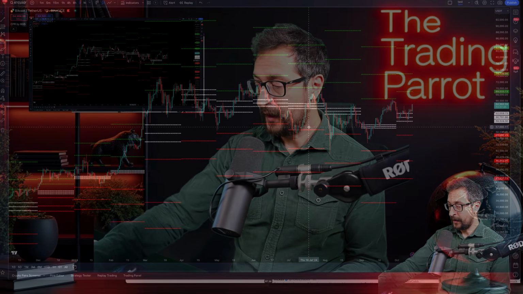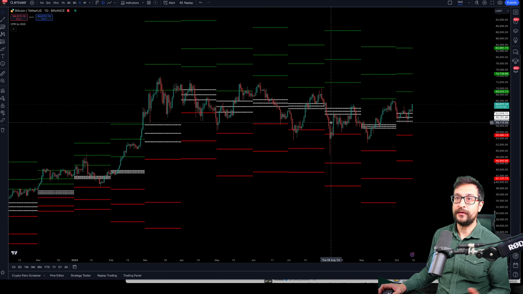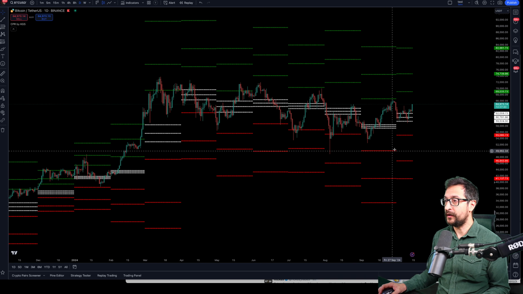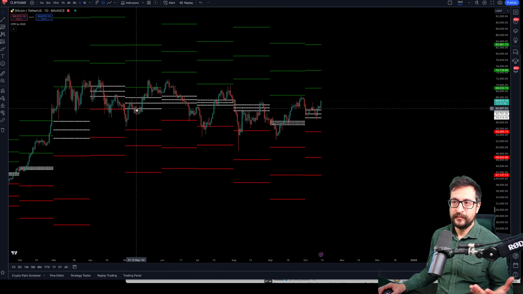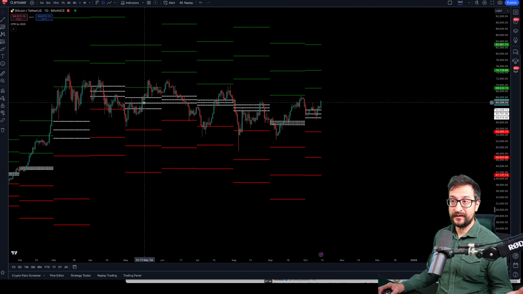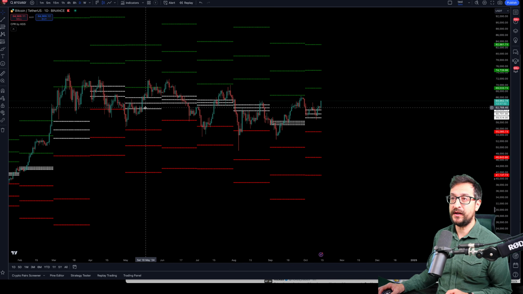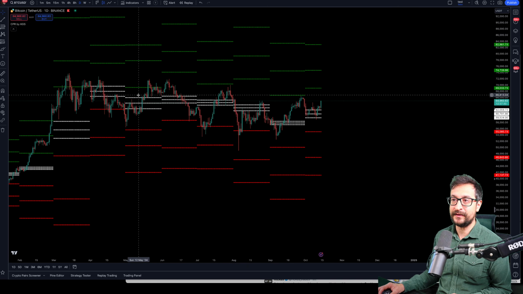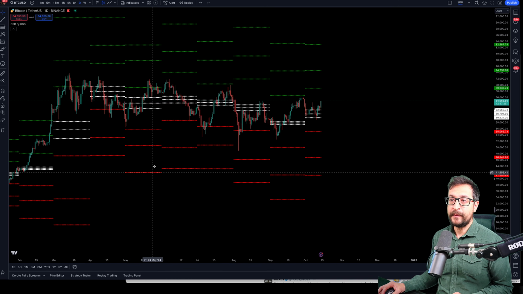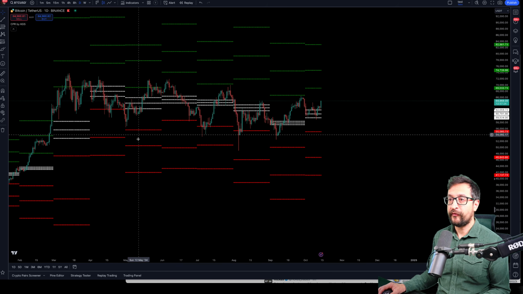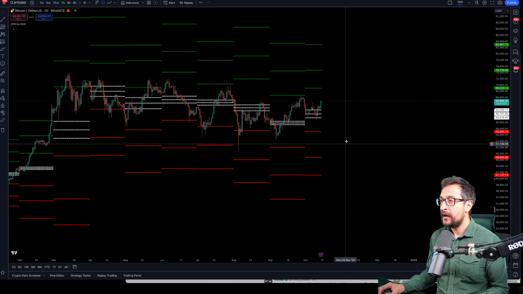So this is how the CPR looks, and at the moment I have it on a daily chart on Bitcoin. You can see that pretty much it looks like horizontal lines in white. Those are called the pivots. Then you have the green lines at the top that are called resistance lines, and then at the bottom we have support lines formed by these red ones.